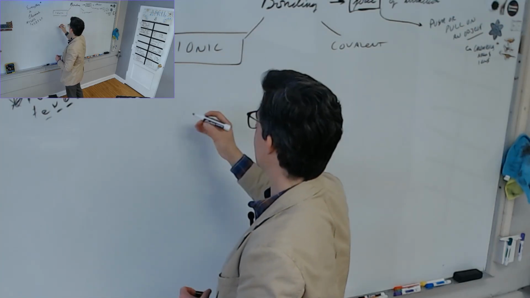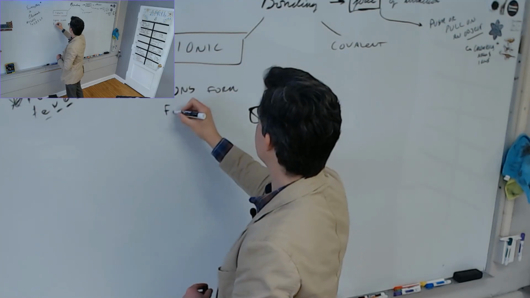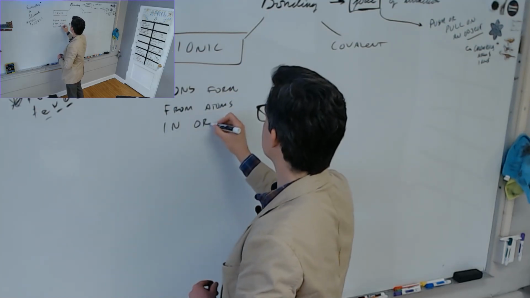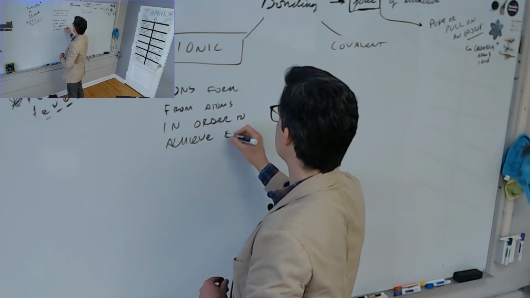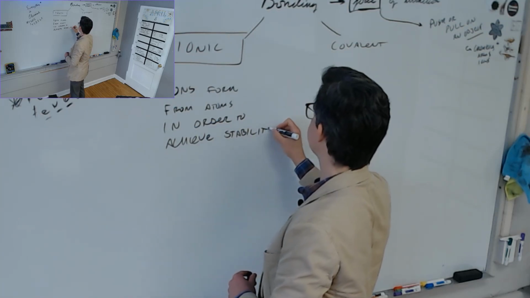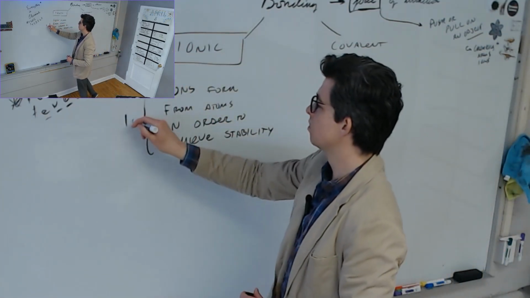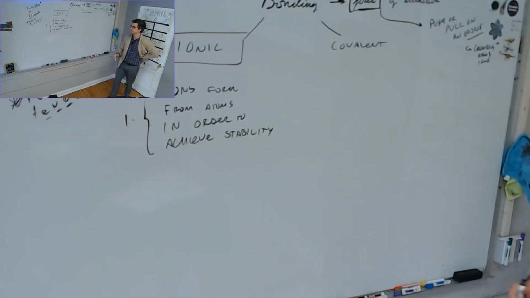Now, ionic bonding happens when ions form. Ions form from atoms in order to achieve stability. That's our first postulate of ionic bonding. Ions form from atoms in order to achieve stability. Let me give you an example.